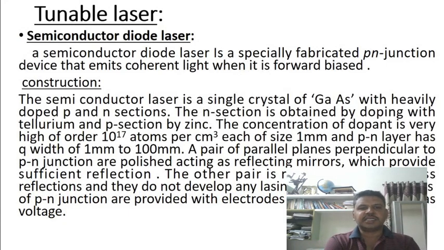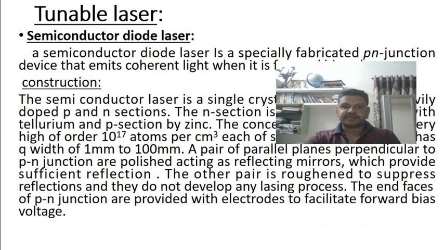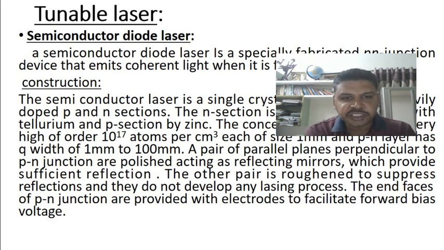A semiconductor laser is a single crystal of GaAs with heavily doped P and N sections. The N section is obtained by doping with tellurium and the P section by zinc. The dopant concentration is very high, of the order of 10 to the power of 17 atoms per centimeter cube. A pair of parallel planes perpendicular to the PN junction are polished, acting as reflecting mirrors, which provide sufficient reflection. The other pair is roughened to suppress reflections so they do not develop any lasing process. The end faces of the PN junction are provided with electrodes to facilitate forward bias voltage.